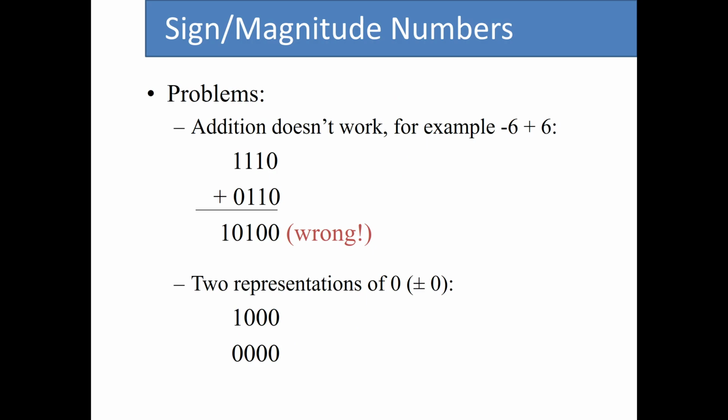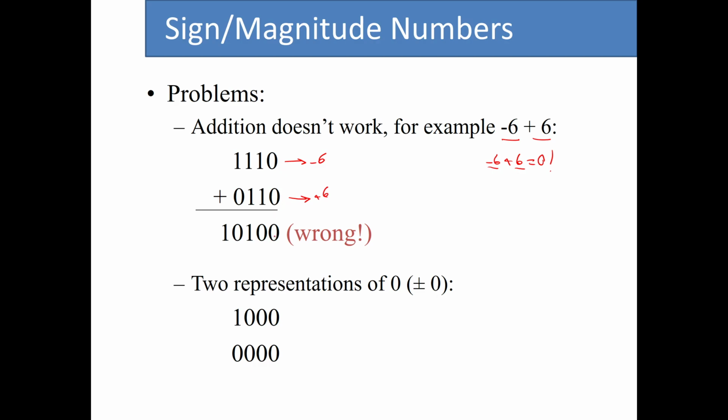Now, one important property that signed magnitude numbers, or any signed numbers, should satisfy is that addition works properly. For example, for decimal numbers, when you add -6 and +6, the result should be 0, right? So let's see if this is the case for signed magnitude numbers. This is the representation for -6, and this one is the representation for +6. So let's do the addition and see what the result is.